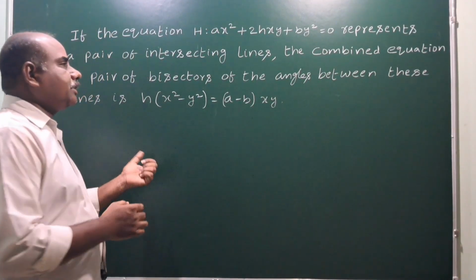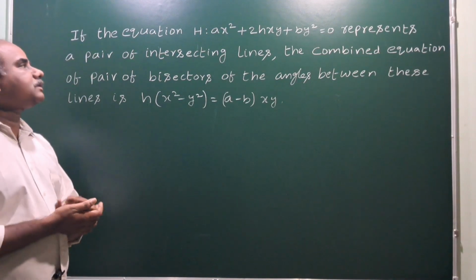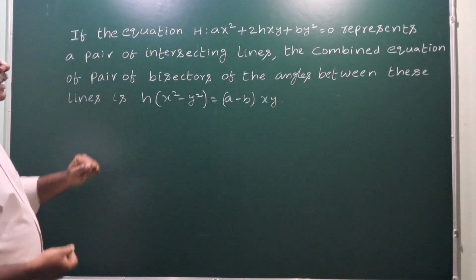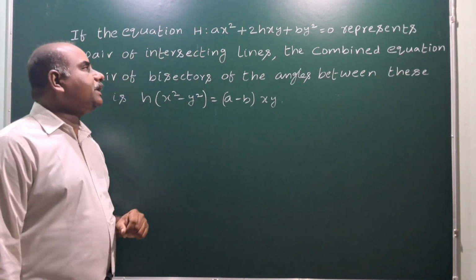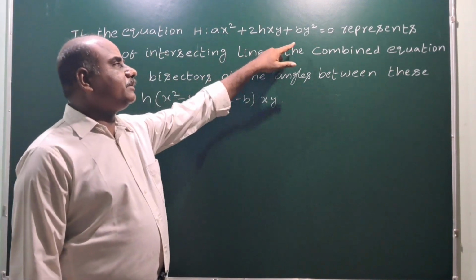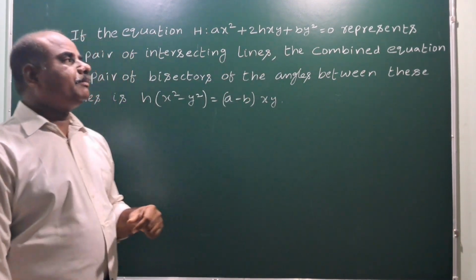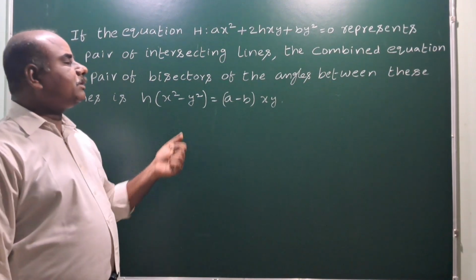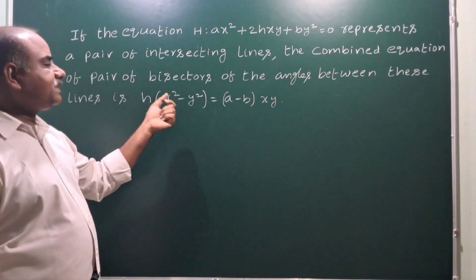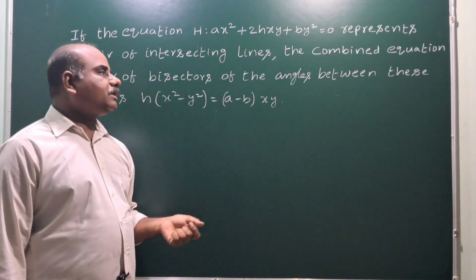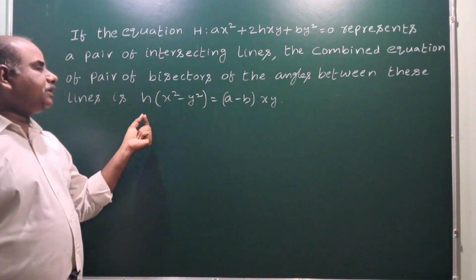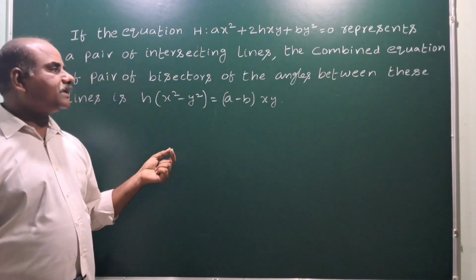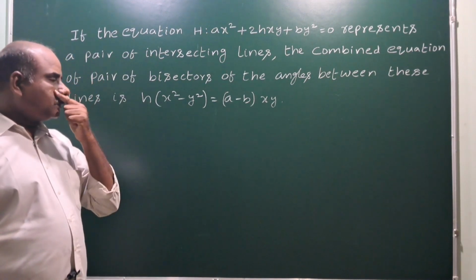Okay, next theorem from pair of straight lines. The theorem statement is like this: if the equation h is equal to ax square plus 2hxy plus by square is equal to 0 represents a pair of intersecting lines, the combined equation of pair of bisectors of angle between these lines is h into x square minus y square is equal to a minus b into xy. Okay, so this is the theorem.